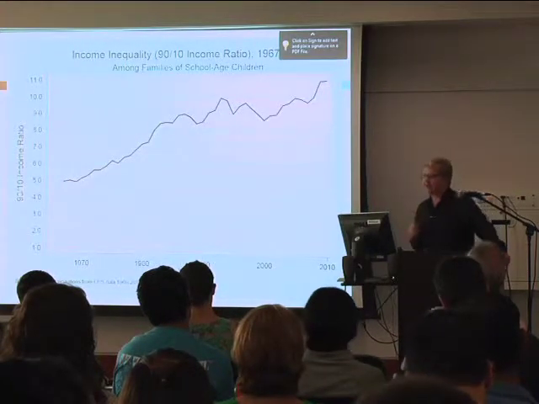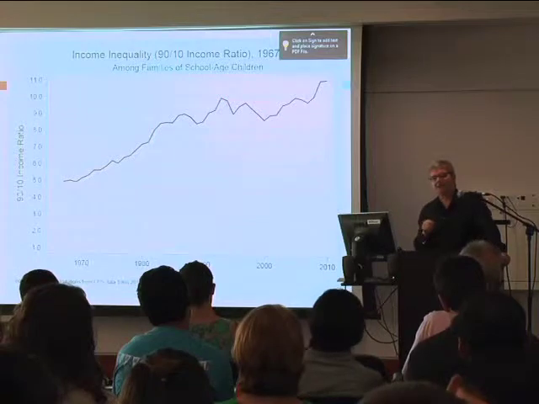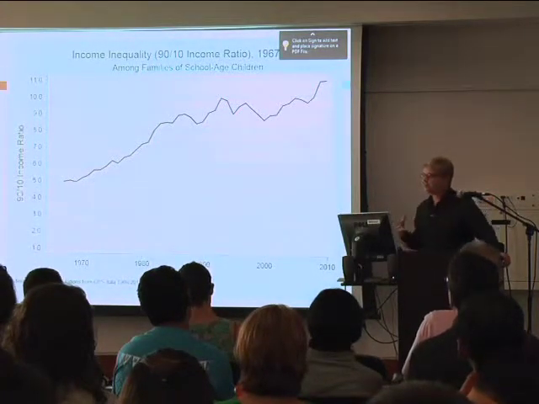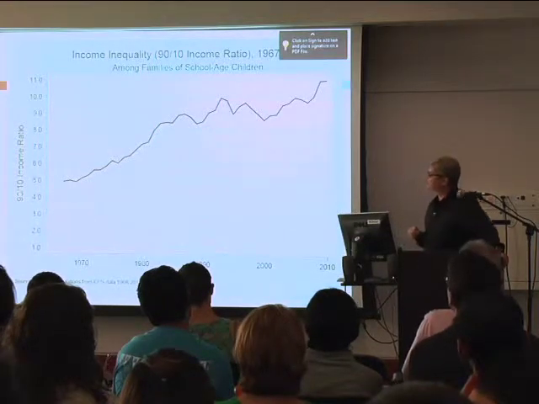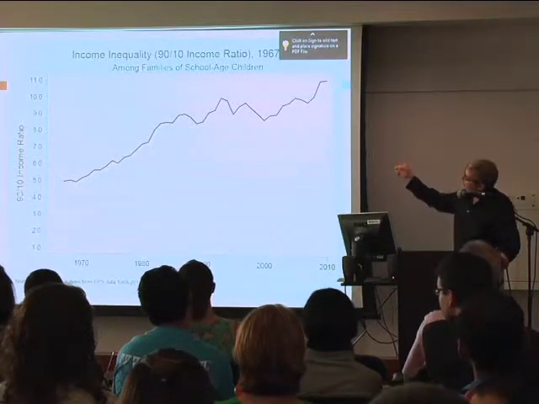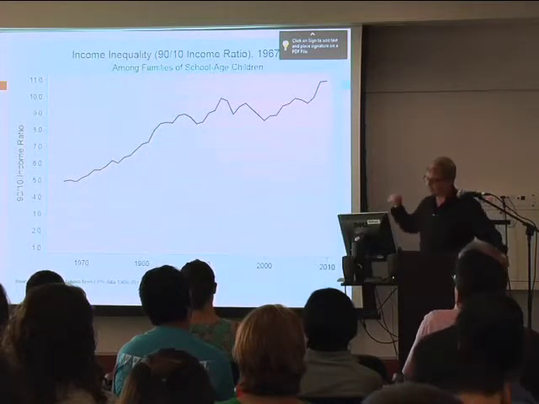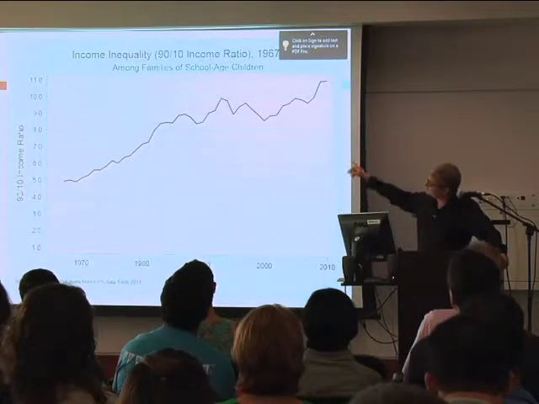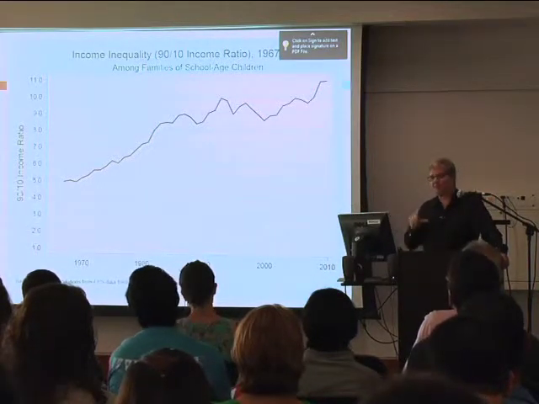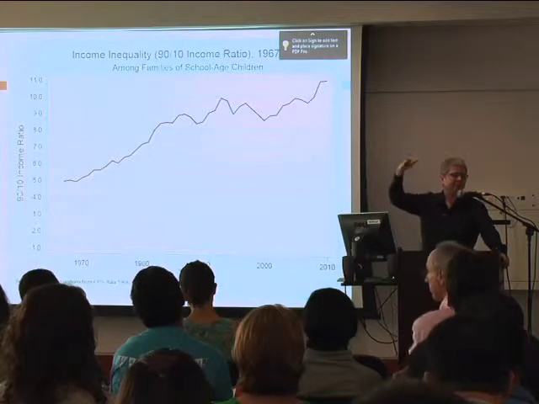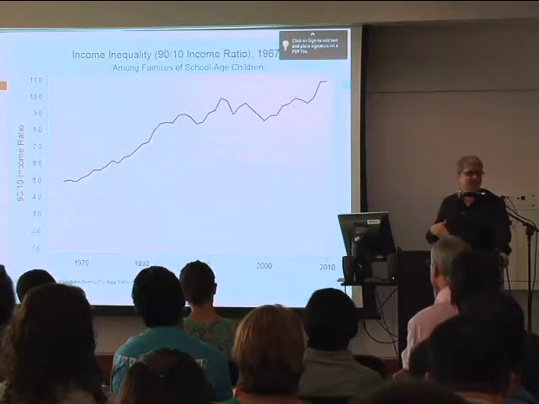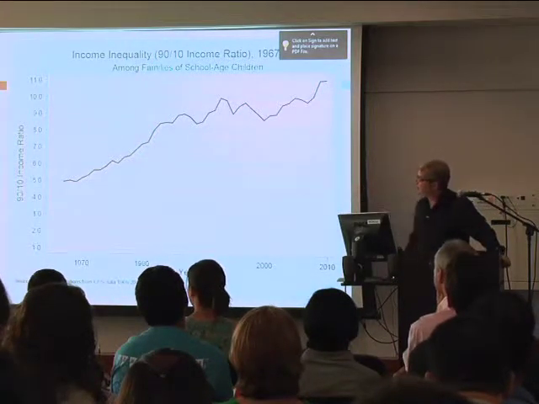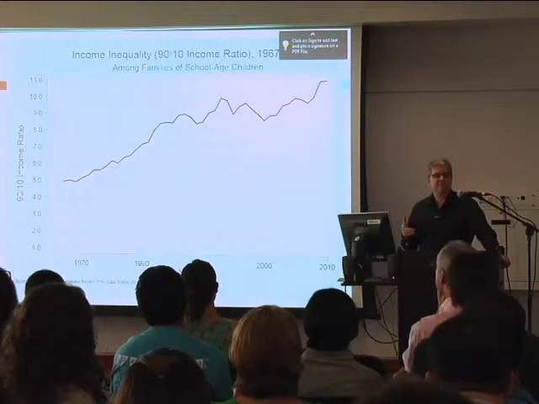But what's important when we're thinking about education is what's happened to the income inequality among families with school-aged children, because of course it's families with children for whom the income inequality matters the most when we're thinking about educational outcomes. And this shows you the income inequality trend over the last 40 years or so among those families with school-aged children. And the measure of income inequality here is slightly different. This is the ratio of the income of a family at the 90th percentile of the income distribution to a family at the 10th. So it's how much more does a high-income family earn than a low-income family. In 1970, that was about 5 times as much.